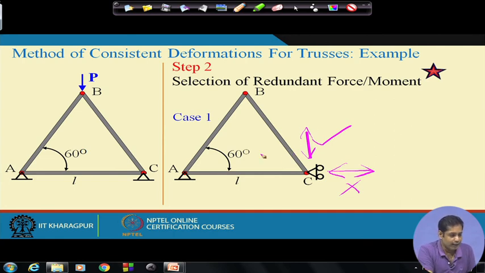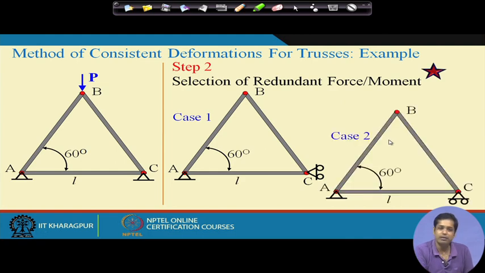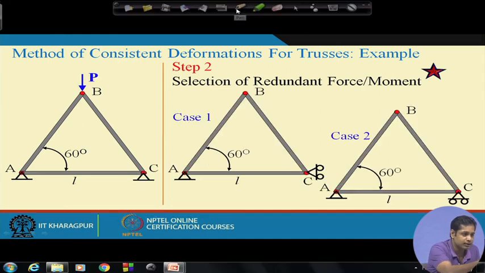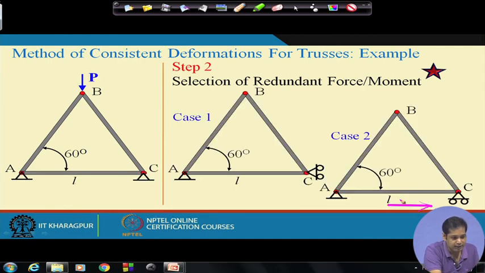Now, the next possibility is this. Okay, in this case, what happens? In this case, you see, the structure can move in this direction. This point C can move in this direction. This is allowed, but the movement in this direction is restricted.